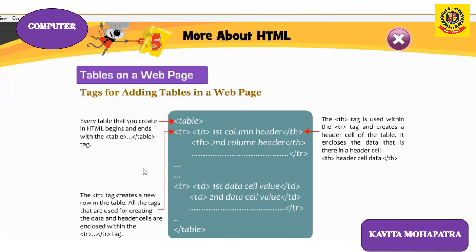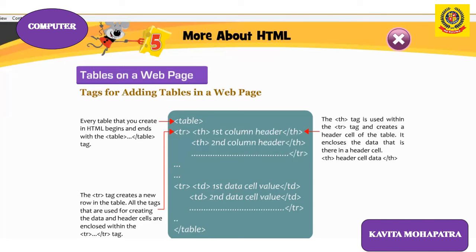Now tr stands for table row. So tr creates a new row in the table. All the tags that are used for creating the data and header cells are enclosed within the tr tag. So it starts with the table tag, then you write tr, which stands for table row. Inside tr you can give th, which stands for table heading: first column header, th close, then second column header, th close, then third, th close, then tr close, then the second row starts.